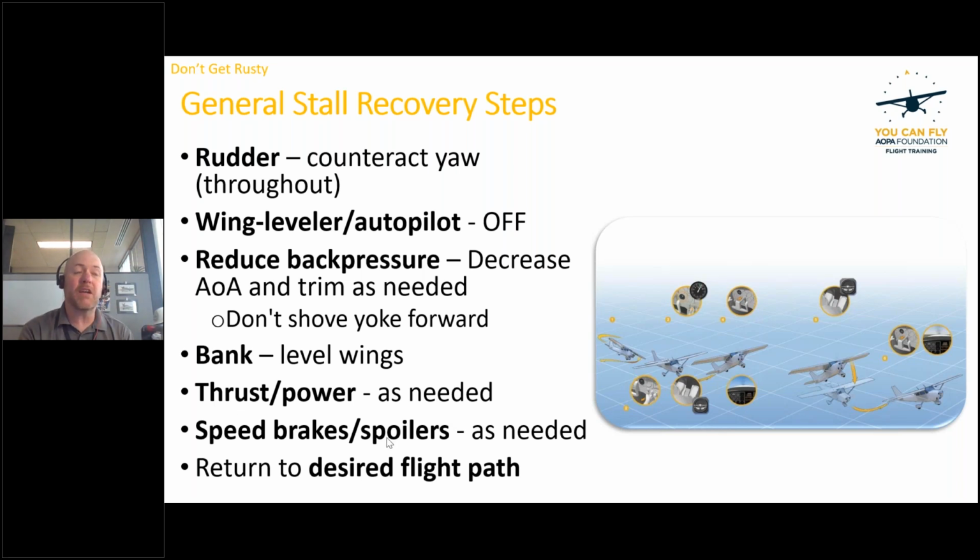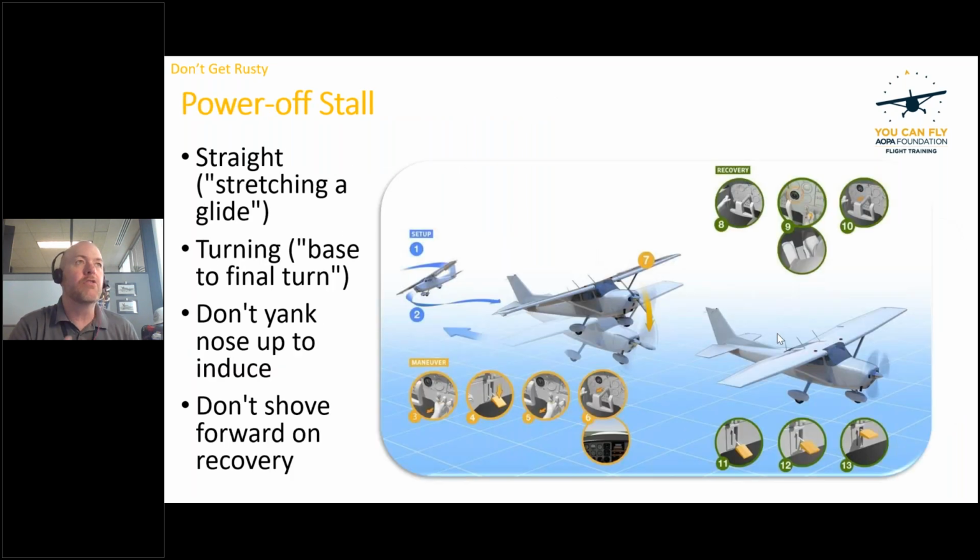If you have speed brakes or spoilers and they are on, obviously make sure you get rid of those to help you build airspeed back up as needed. So just why it says as needed. And finally, return back to your desired flight path. So those are your general steps.